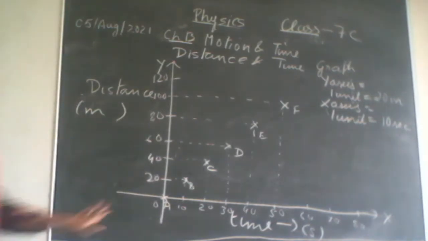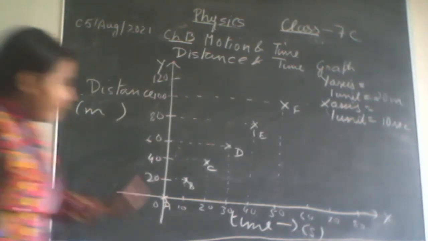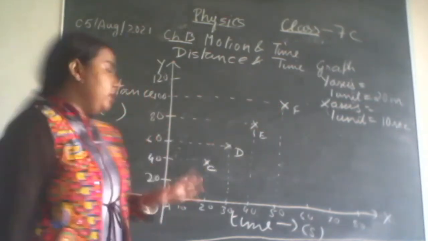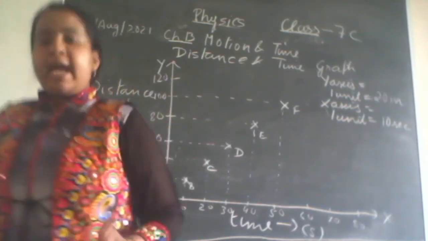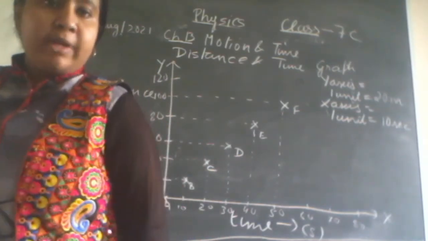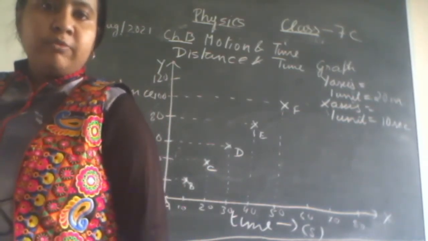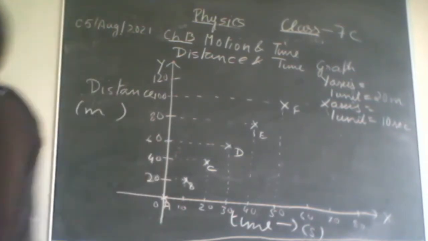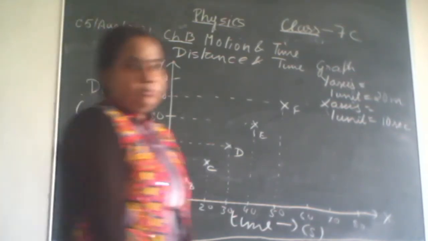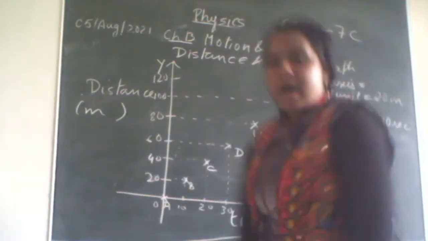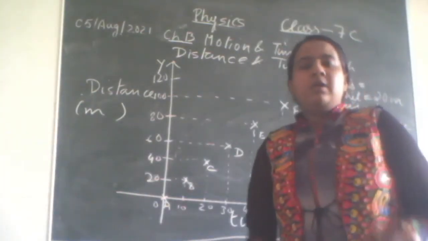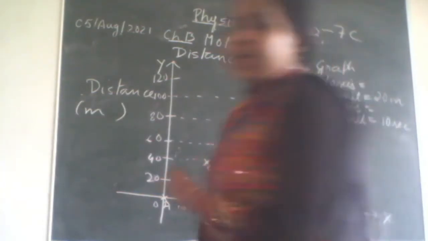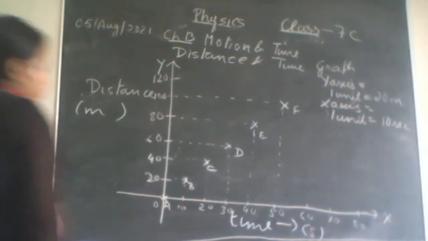Yes, ma'am. Yes or no? Now listen to this. If on joining these points I get a straight line, then what type of motion am I having? And if it is not a straight line, understood the difference between the two graphs? Yes. Okay, now let's see, is it giving us a straight line or not?